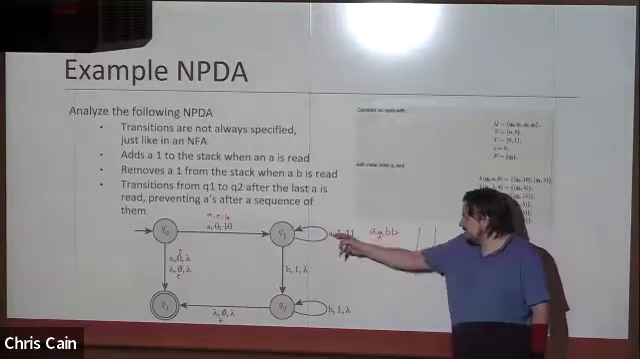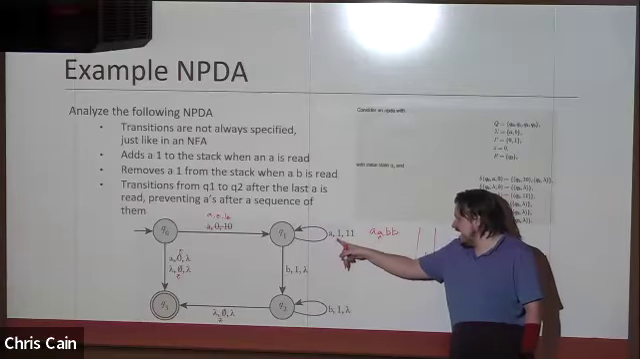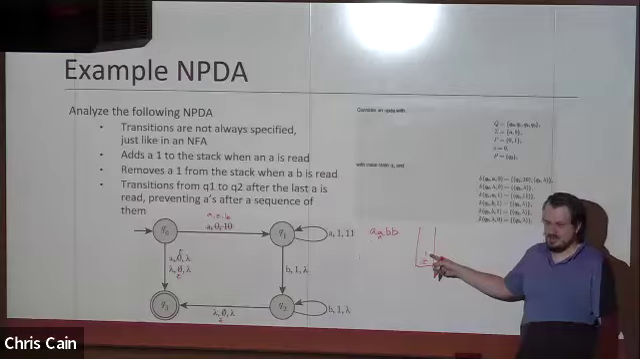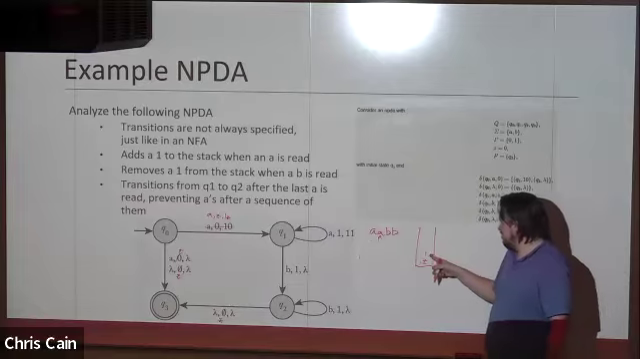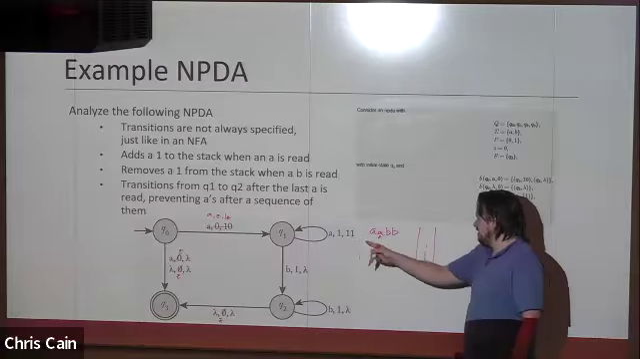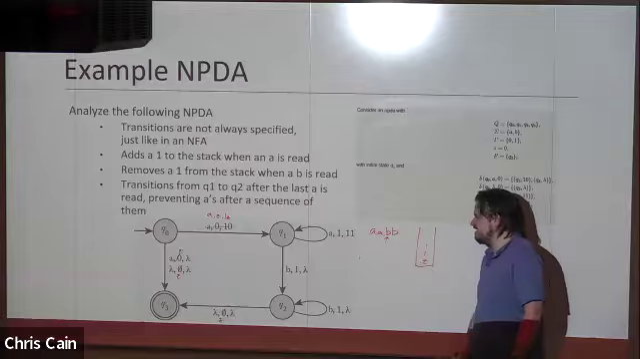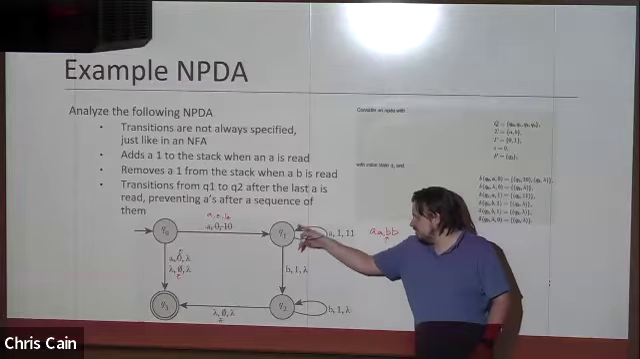We see another A. This tells us if we see an A and there is a 1 on top of the stack, which there is, then we should pop that 1 and push 1, 1. We move our string pointer 1 place to the right, and we transition from Q1 back to Q1.